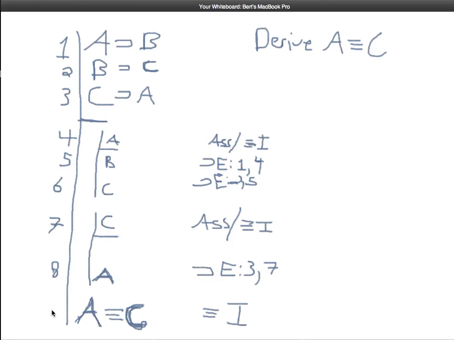Now that I've gotten this, I've fulfilled all the requirements for using biconditional introduction, and what I do is cite lines 4 to 6, and I cite lines 7 to 8. And so this is an example of how you would use biconditional introduction.